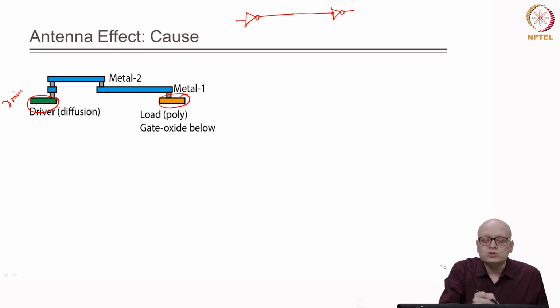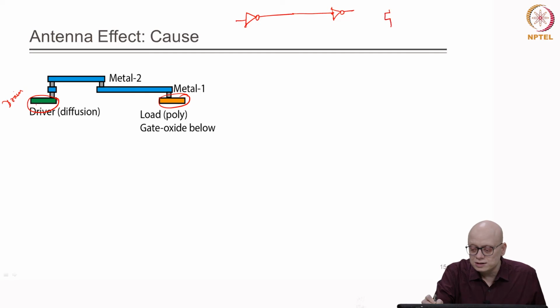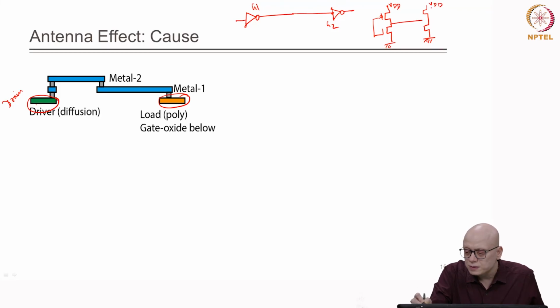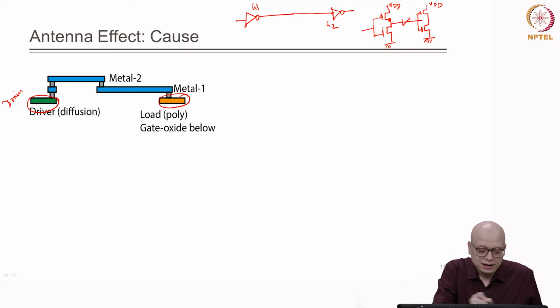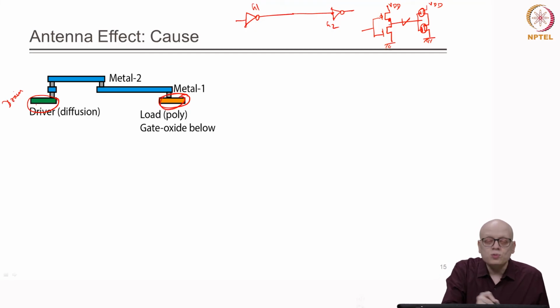In this figure we are not showing everything, but ideally it should look like this. The first inverter is G1 and this is G2. This is VDD, this is VDD, this is PMOS and this is NMOS. This is the interconnect we are talking about, and this is basically the drain shown here. For simplicity we are showing only one drain and only one gate. These are the gates of these two transistors, and this is connected through metal layers.